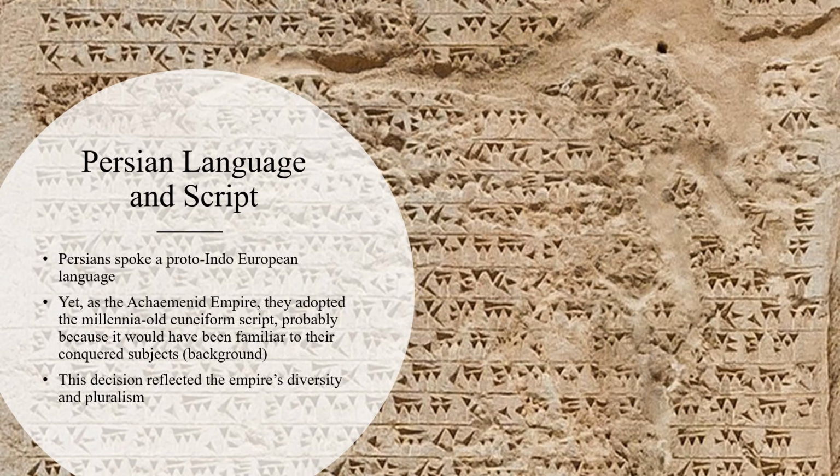The Persians, the ruling class of the Achaemenid Empire, spoke a Proto-Indo-European language. Yet, when they built the Achaemenid Empire, they adopted the millennia-old cuneiform script, probably because it would have been familiar to their conquered subjects, especially the Babylonians. The decision to adopt cuneiform reflected the Achaemenid Empire's diversity and pluralism, as they used elements and cultural mores from the peoples that they conquered.